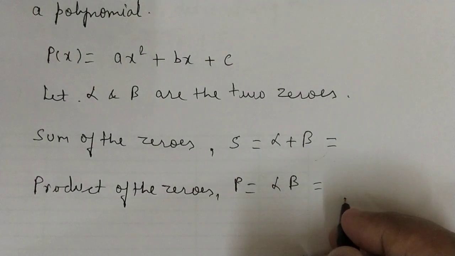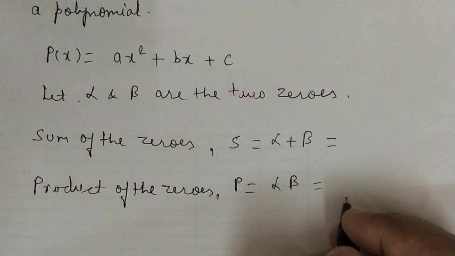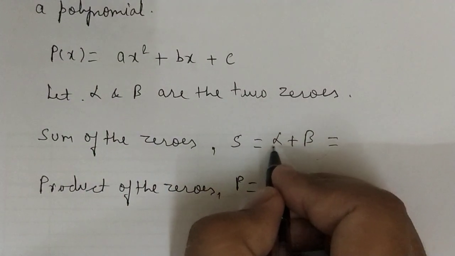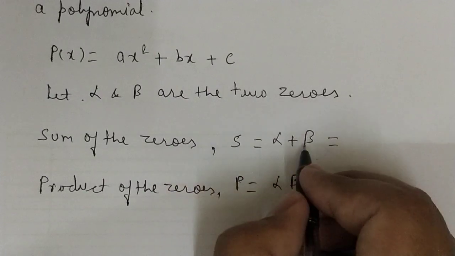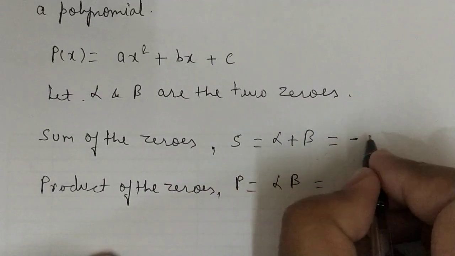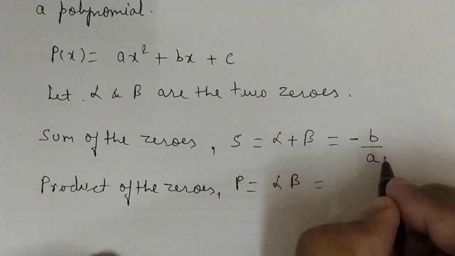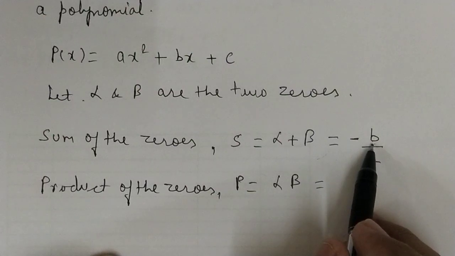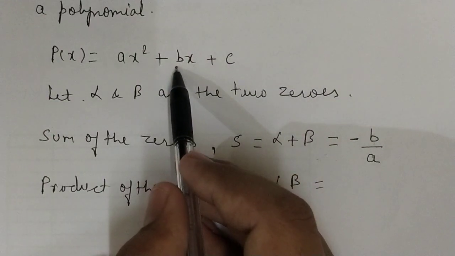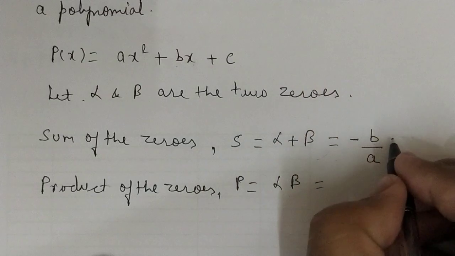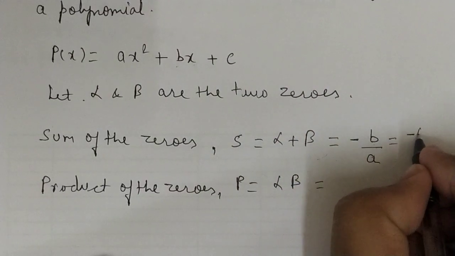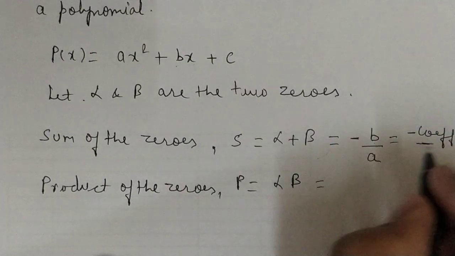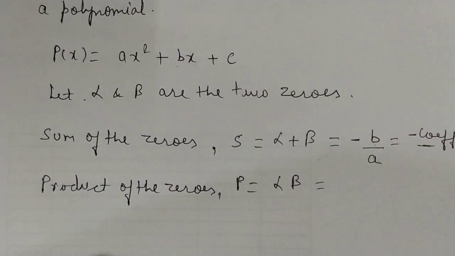We also have a direct formula, so I am writing the direct formula here. Alpha plus beta, or I will be calling it the sum, can be written as minus b upon a. Now what is b here? B is the coefficient of x. And what is a here?